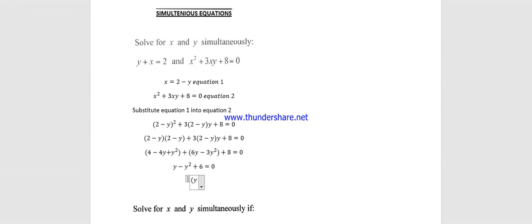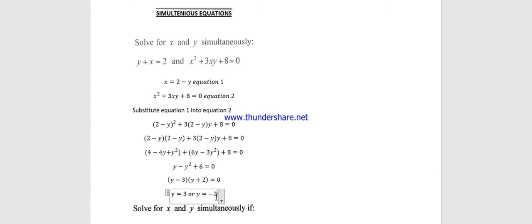So now it's y minus 3 into y plus 2. This equals 0. So now I know from here that y equals 3 or y equals negative 2. So now I know the values: y equals 3 or y equals minus 2.